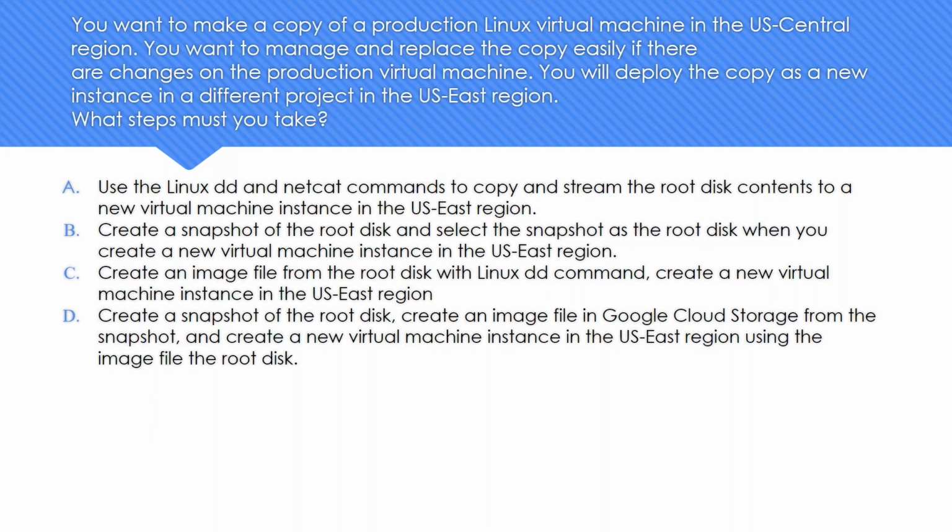So, create a snapshot of the root disk, and select the snapshot as a root disk when you create a new virtual machine in US East region. Why should you consider or not consider option B, folks? What could be the reason? Any reasons on this? At least we have worked on a good amount of snapshot use cases. What happens with option B, folks? I need an explanation. I'm not going to give an explanation, I want you to give the explanation.